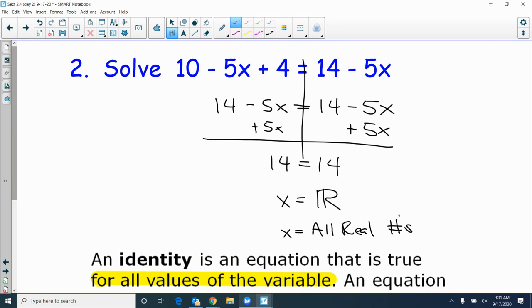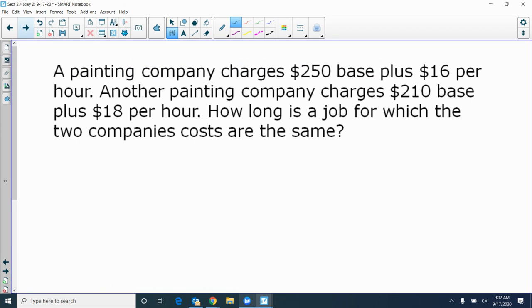Okay, so we should write down. And all that means is I can plug any number in there, and it's going to be the same. I'll get the same thing on the left side as I will on the right side. Up to this point, only one number would work. All right, so those are your special cases.